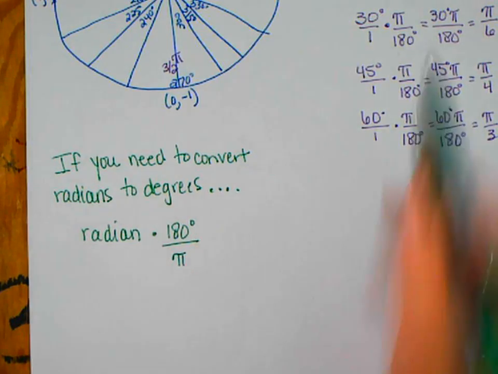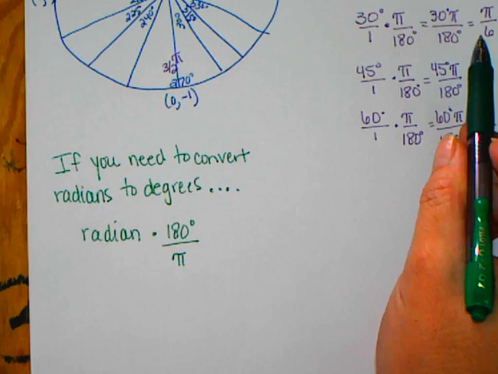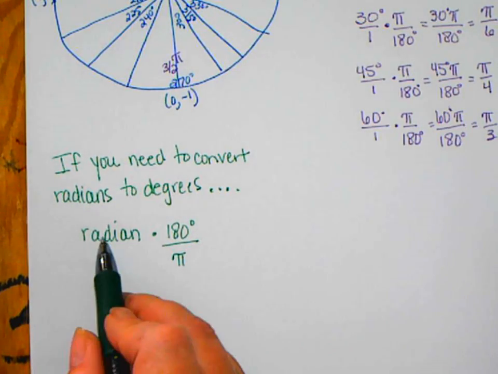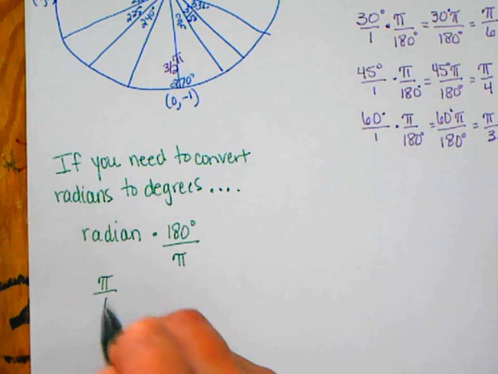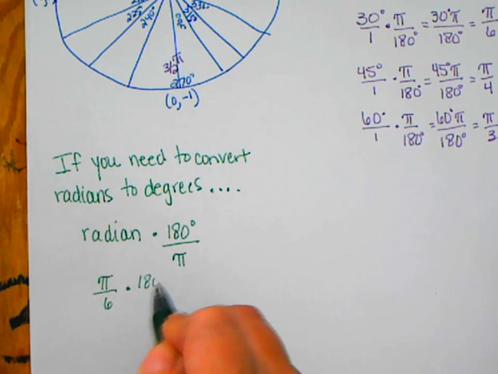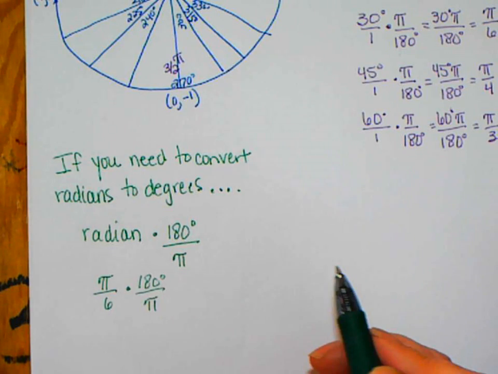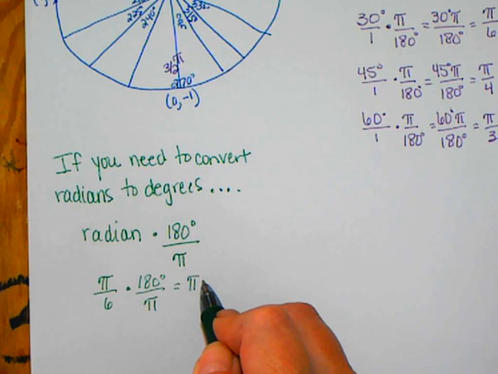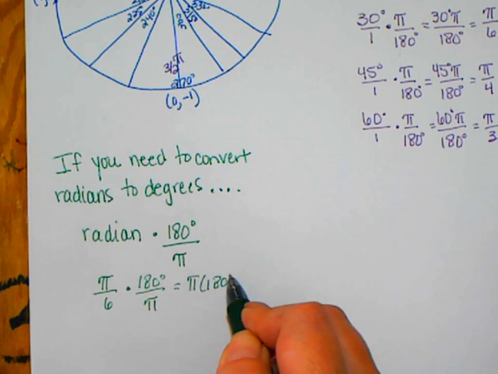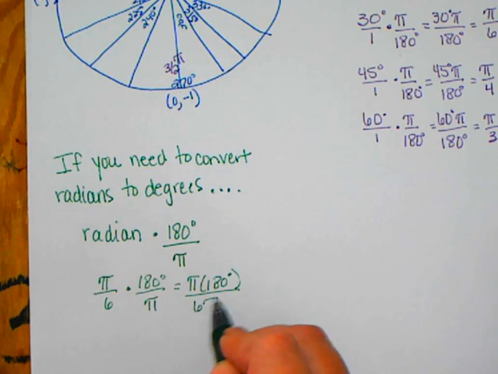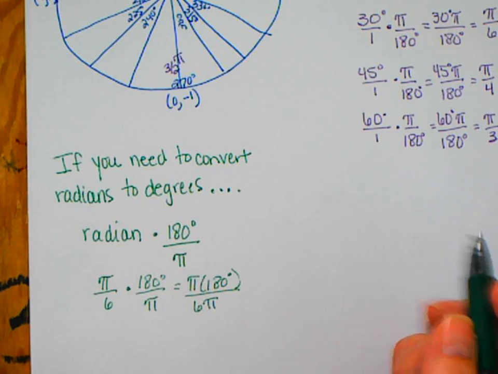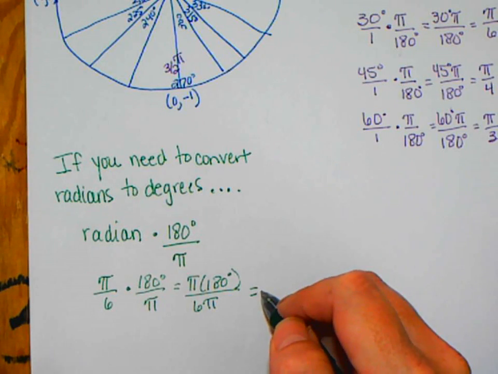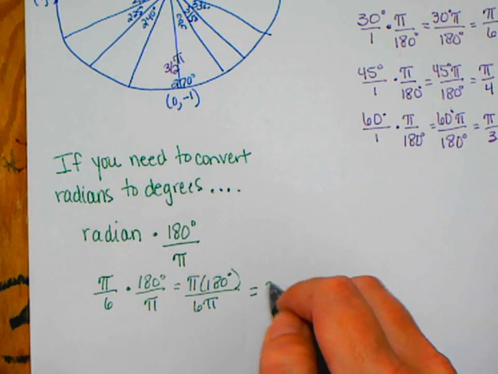So let's just check the one we have. We know 30 degrees is pi over 6. So let's see if we take pi over 6 and use our formula, if it'll turn it back into 30 degrees. So my radians is pi over 6 times 180 degrees over pi. So that gives me pi times 180 degrees over 6 pi. My pi's cancel, and 180 degrees divided by 6, now I have that little degree symbol now, is going to be 30 degrees.